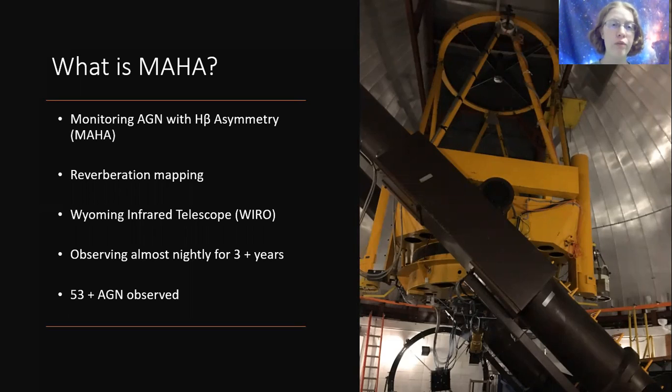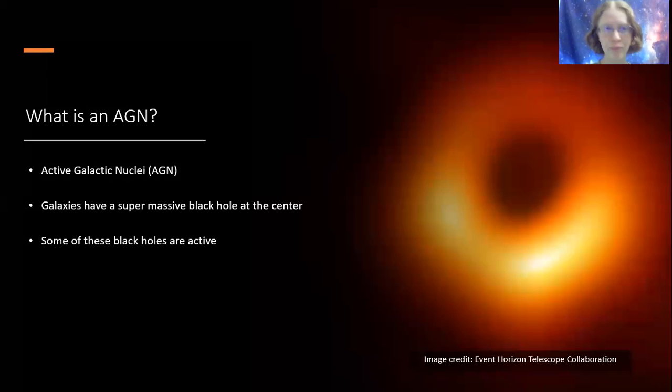In this project, we're doing reverberation mapping using the Wyoming Infrared Telescope, otherwise known as WIRO. And we've been observing for over 3 years on this project and have observed more than 53 different AGN.